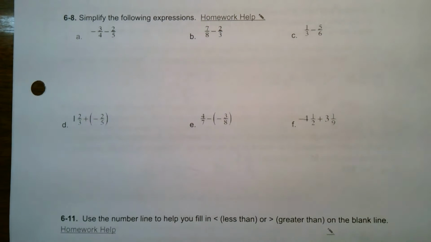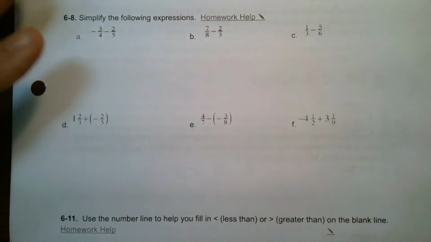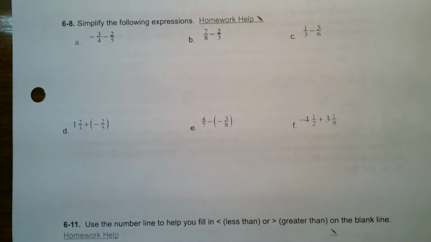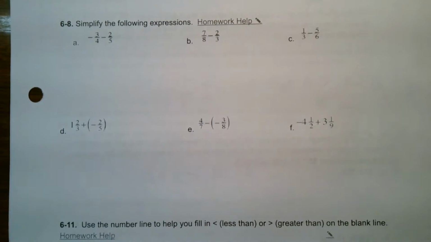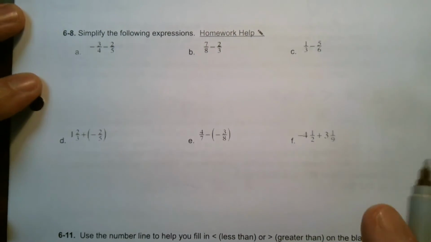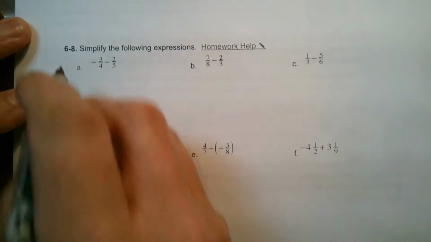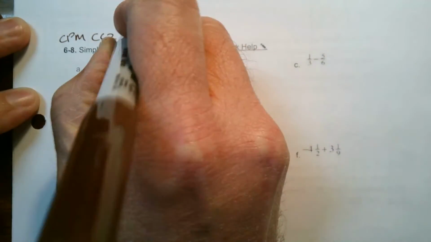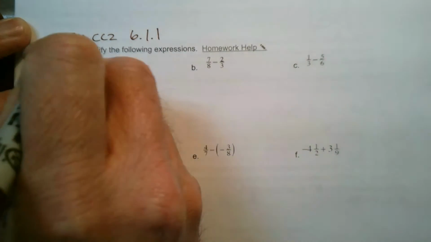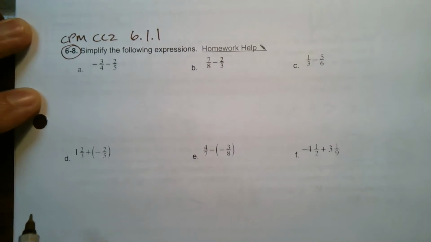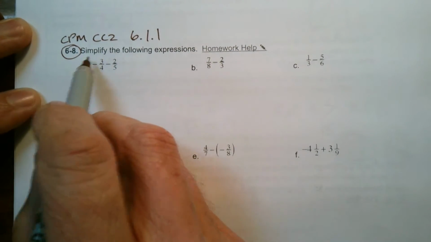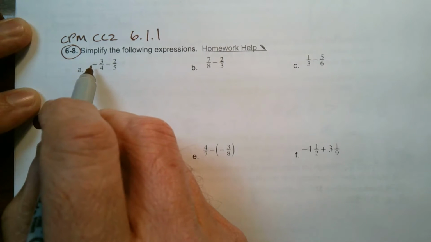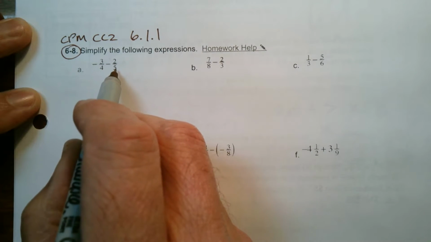We are looking at simplifying expressions that deal with fraction operations, adding and subtracting fractions and mixed numbers. So we're going to go through these questions. This is coming from CPM's Course 2, section 6.1.1, specifically number 6-8. It says simplify the following expressions. Here's my first one: negative 3/4 minus 2/5.